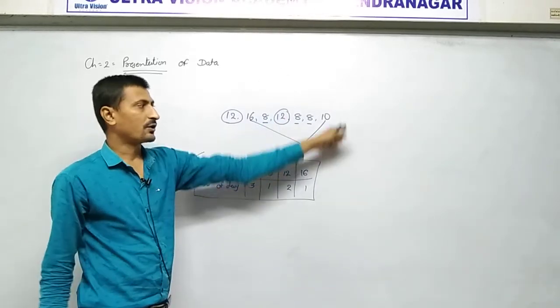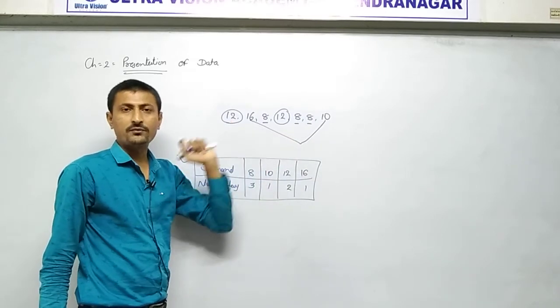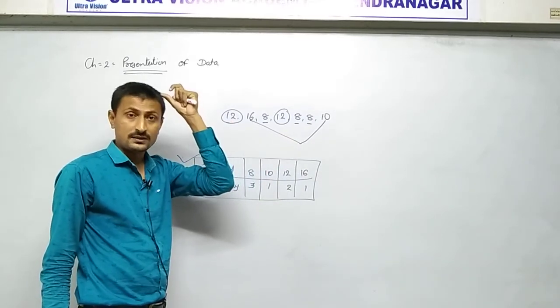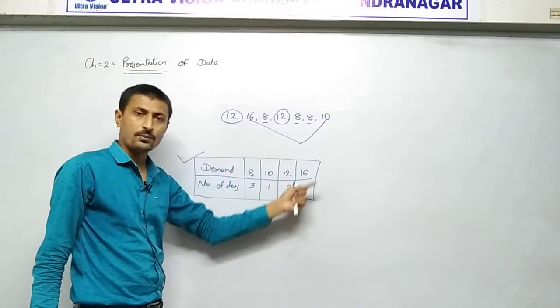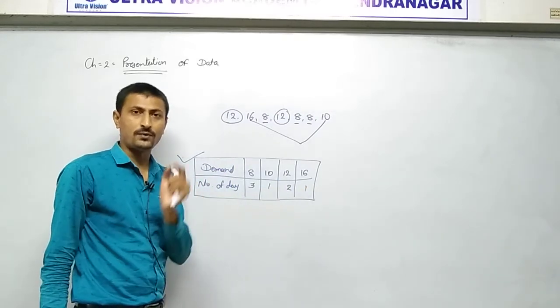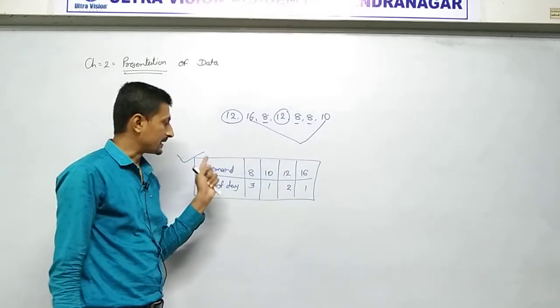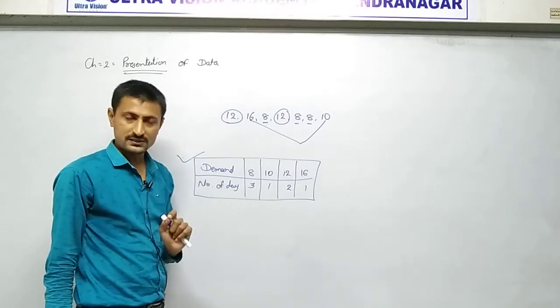Clear? Raw or ungrouped data is difficult for statistical use. So the process of arranging ungrouped or raw data in a proper, short form is called classification of data.